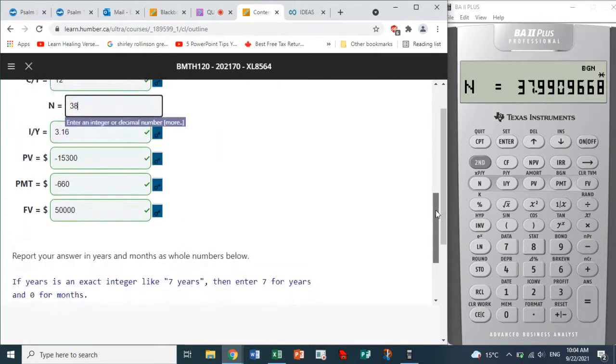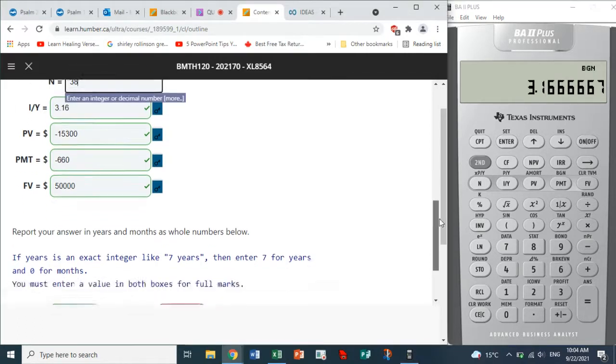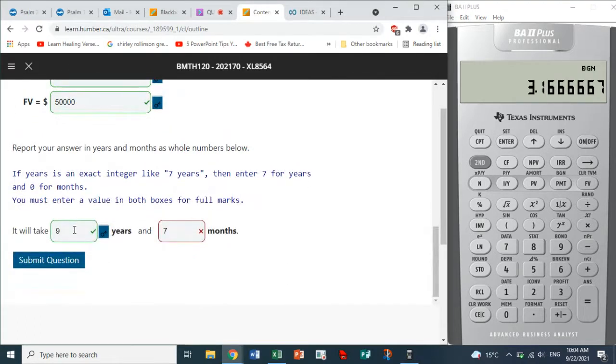All right, and if we take that number, we can take the 38 and divide that by 12. And what do we get? Well, 3.1667. So this number here is, what is wrong with that? Recall N. Oh, sorry, what am I getting?